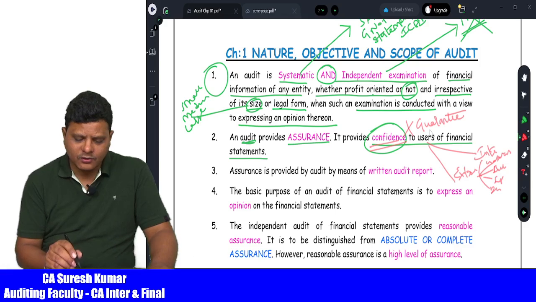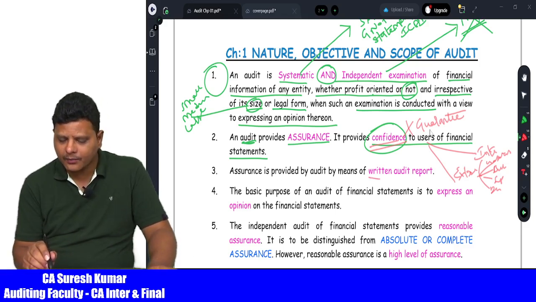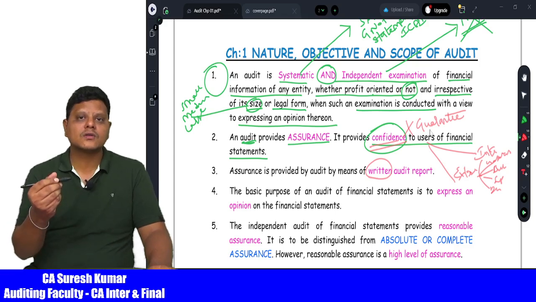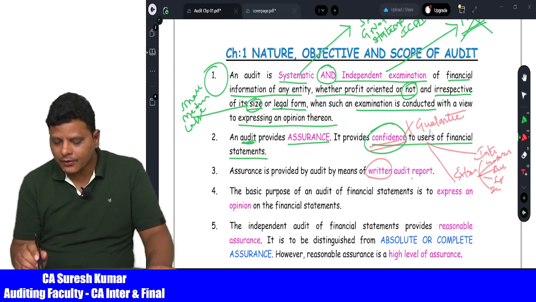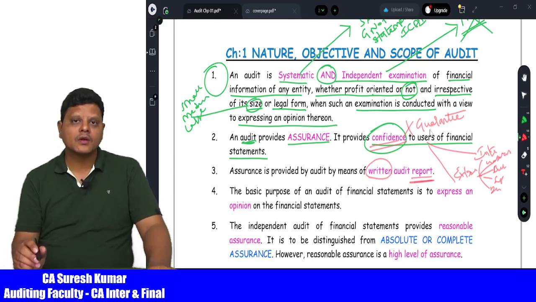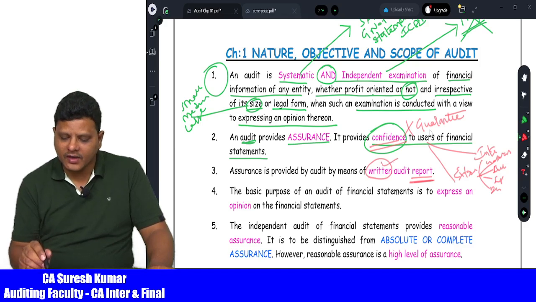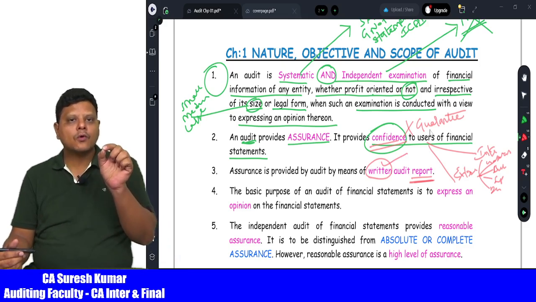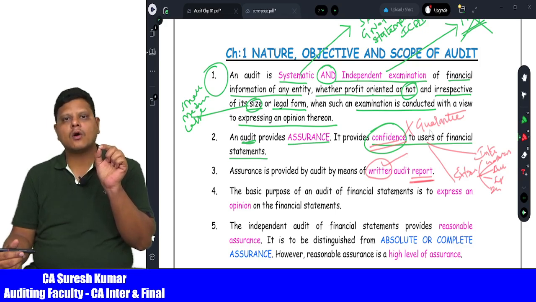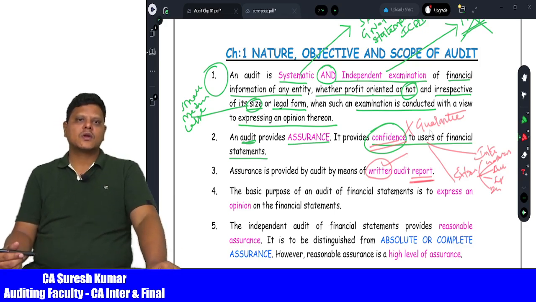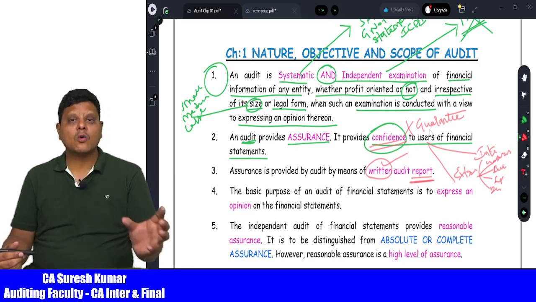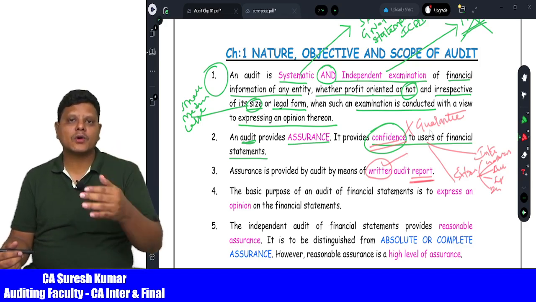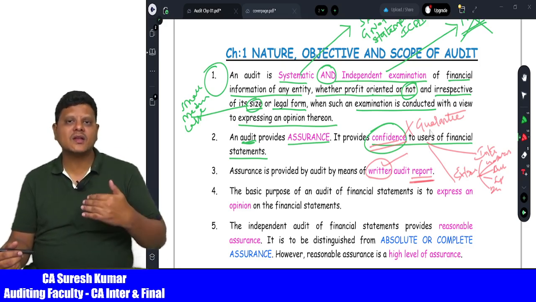Now assurance is provided by way of a written audit report. So whenever I am going to express the opinion, it should be given in the form of a report. How should the report be? The report should always be in writing. There is one standard in auditing, SA 700, Forming an Opinion on Financial Statements. SA 700 clearly says how to form an opinion, how to report on the financial statements, what kind of report, how to prepare the report, and what the contents of the report are.